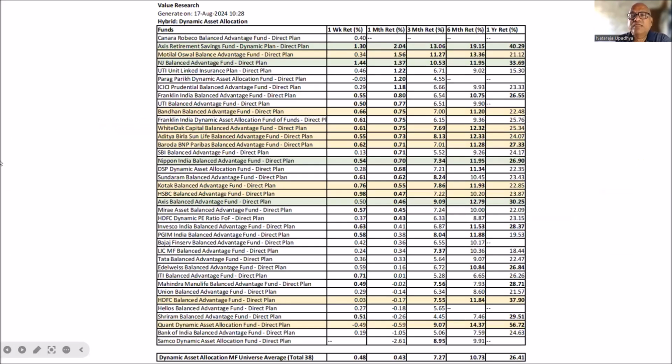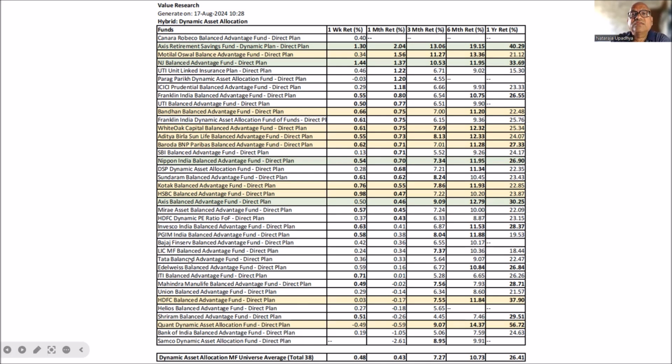Next, we are going to dynamic asset allocation. Dynamic asset allocation is where the fund allocation is very dynamic. It can swing from 100% debt to 100% equity, right? So there can be so much volatility with respect to returns depending on the fund manager decisions.